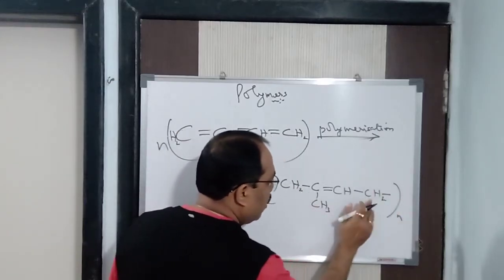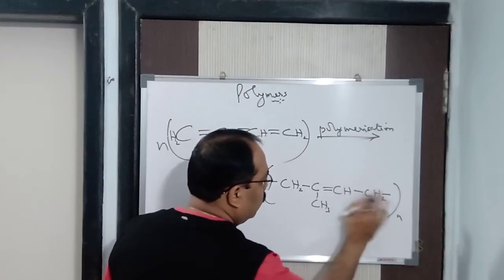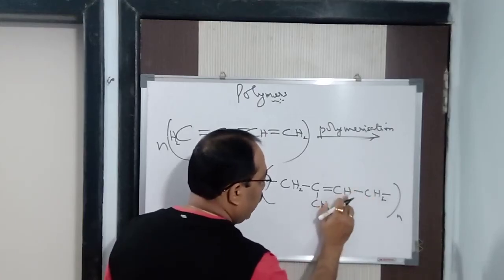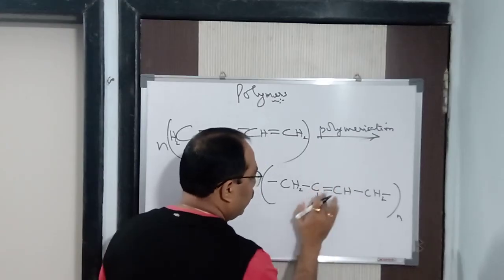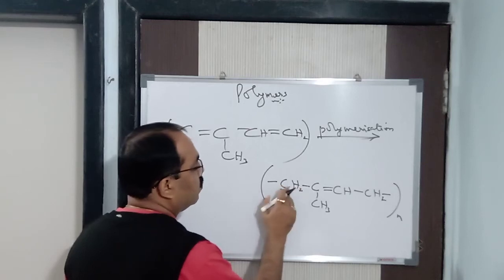Now just count it. Carbon is having how many? That is 2 bonds, 2 hydrogen and 2 bonds. Correct. Carbon is having 1 hydrogen and 3 bonds. Correct. This carbon has 1, 2, 3, 4 bonds. Correct. And this carbon also has 3 and 2 bonds, 2 hydrogen and 2 bonds.